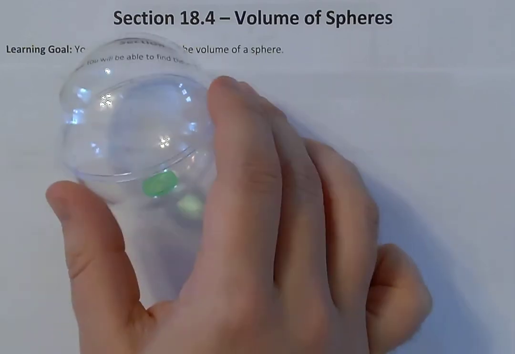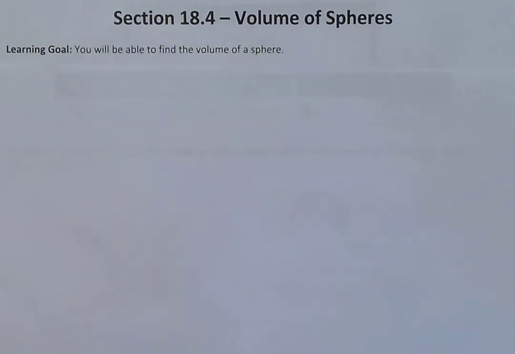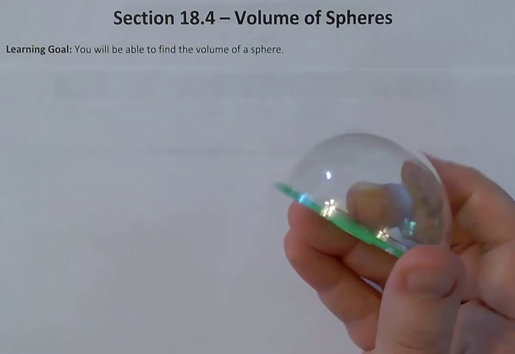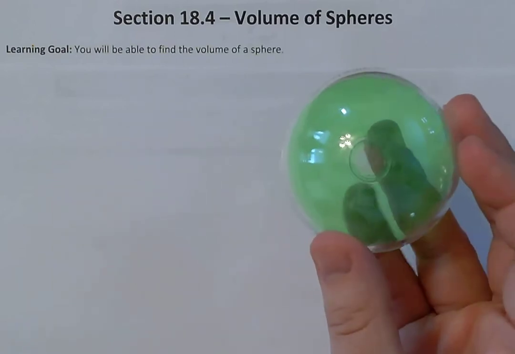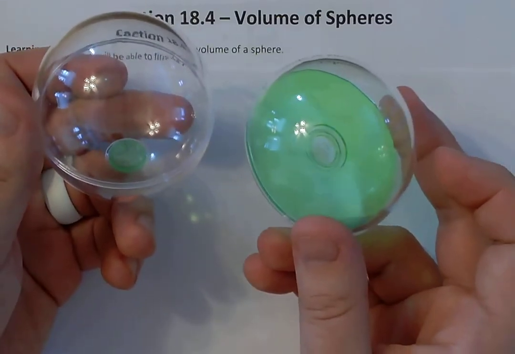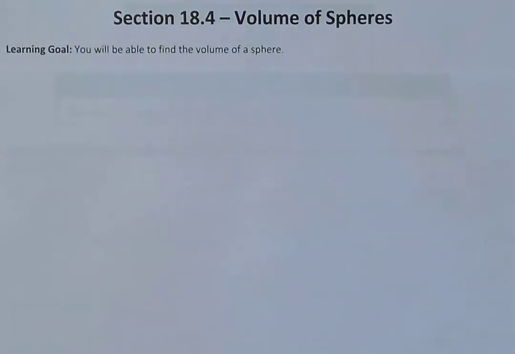And then after we talk about how to find the volume of a sphere, we'll also take a look real quick at how to find the volume of a hemisphere, which is half of a sphere. So a sphere and a hemisphere is going to be our focus for today. So let's first take a look at spheres.